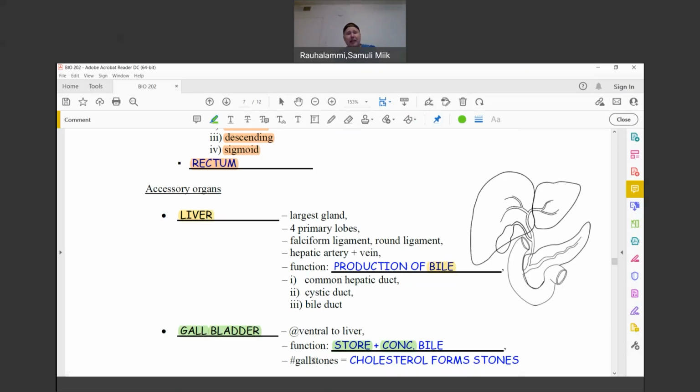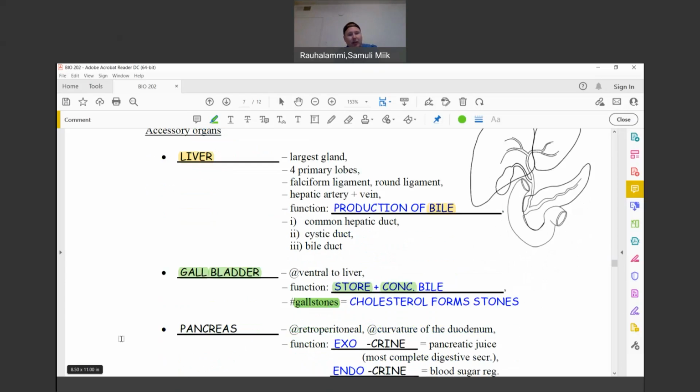What can happen sometimes is that some of the components of the bile actually escape from the bile itself. And one of these components could be cholesterol. When cholesterol escapes from the bile within the gallbladder, it can form gallstones. And these were really painful, difficult to pass, and so on sometimes.